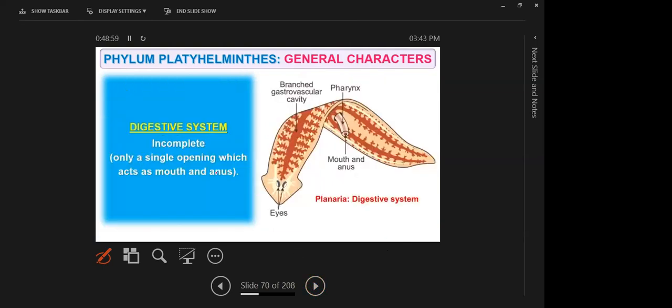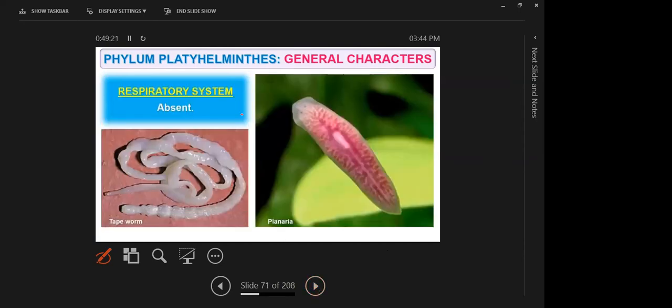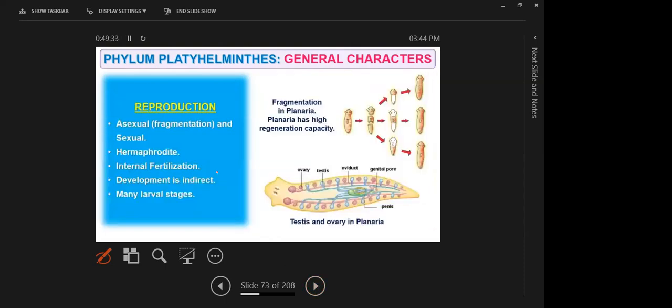Okay, so digestive system is incomplete. Only a single opening which acts as mouth and anus, and that is also not in the anterior or posterior position. Respiratory system is totally absent because they are endoparasites, they do not require it. Circulatory is also absent because they take up completely digested food from your body.